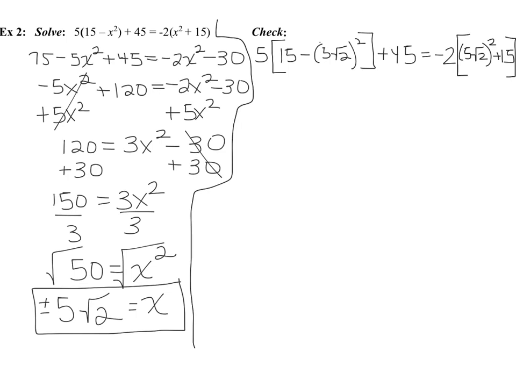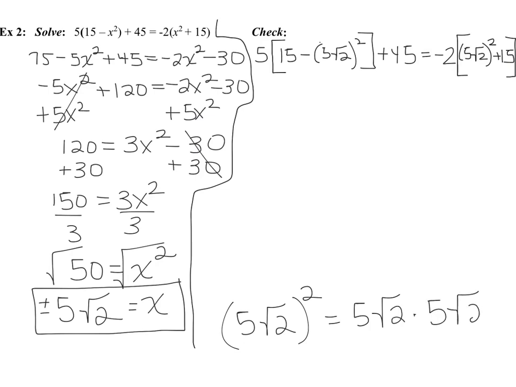And then we're going to follow the order of operations. So the order of operations says we have to do what's inside parentheses first. So we're going to look inside those brackets. And inside those brackets, we have to square 5 square root of 2 first. Okay, now look at the bottom of your screen. Let's just think about this. If I'm doing 5 square root of 2 squared, doesn't that mean I'm doing 5 square root of 2 times 5 square root of 2?